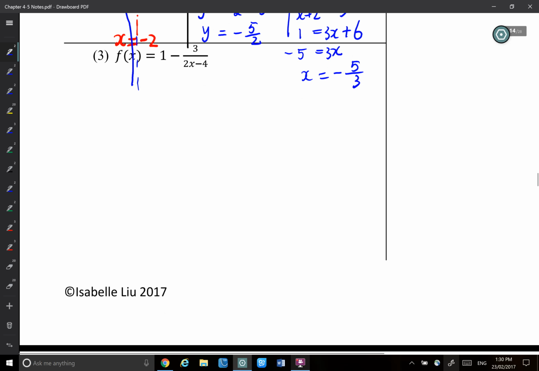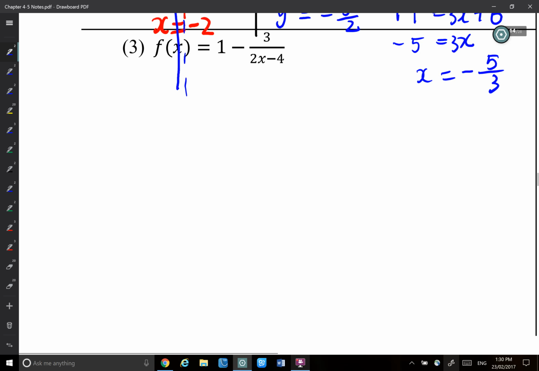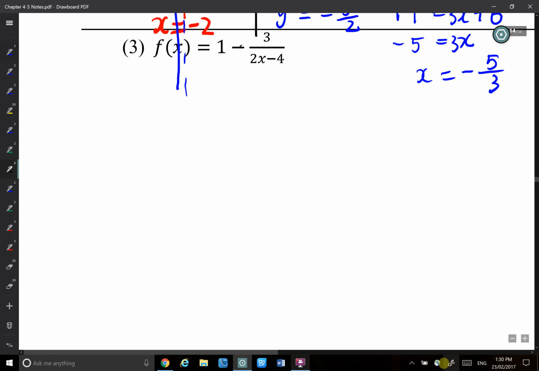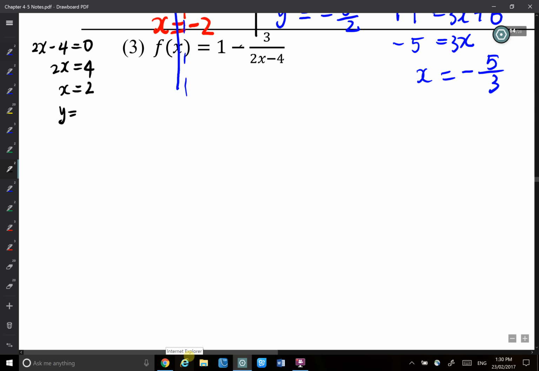Let's look at the bottom one first. You want to find out what the asymptotes are first. The vertical asymptote is where the denominator equals 0. So 2x minus 4 equals 0, 2x will be 4 and x will be 2. So for the bottom, the asymptote will be x equals 2, and y equals 1 is the other asymptote.